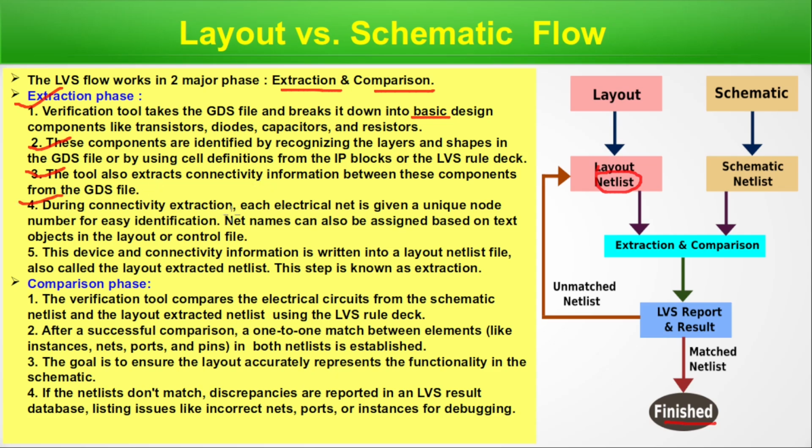During connectivity extraction, each electrical net is given a unique node number for easy identification. Otherwise, it's not very easy to identify. They all look the same. Color code is only used there. All look the same, layers after layers. So a unique node number is given. Net names can also be assigned based on text objects in the layout or control file. This device and connectivity information is written into a layout netlist file called the layout extracted netlist. This step is known as extraction.